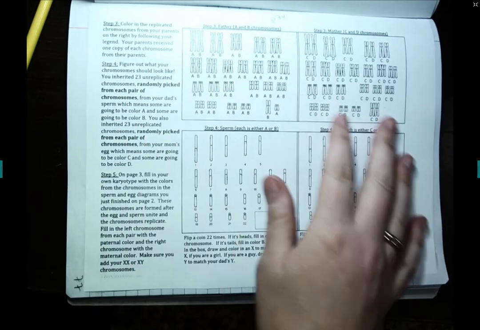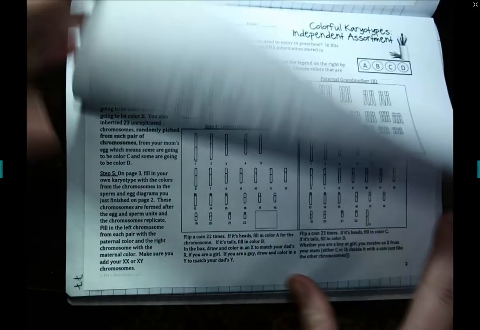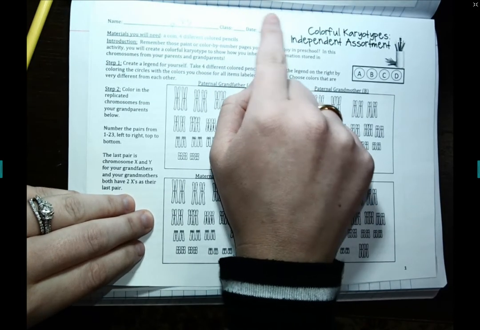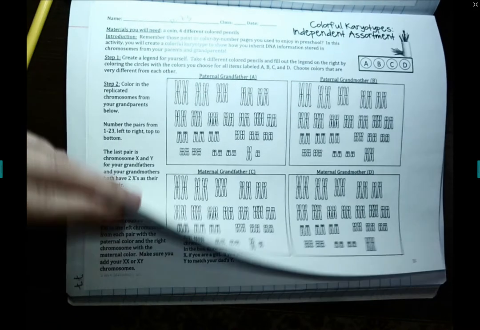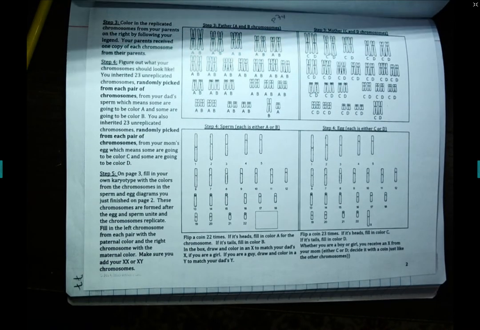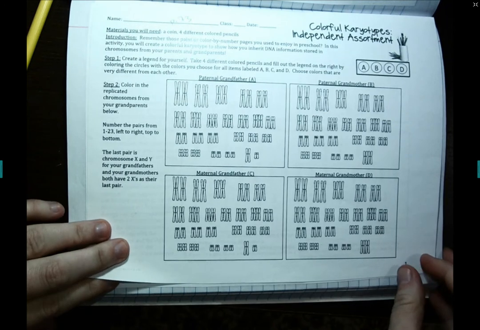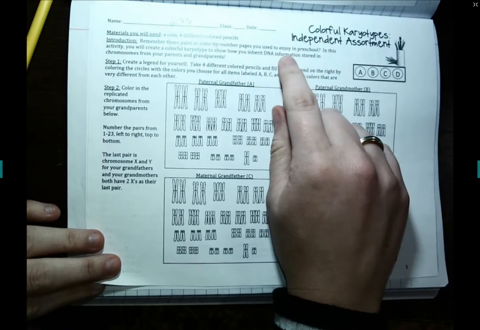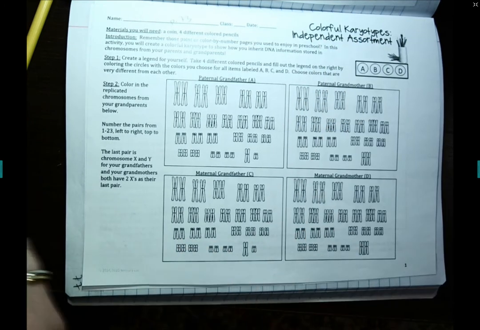So packet page 74, I have glued straight down. And then packet page 73, I just took a piece of tape, taped it up here at the top to make a hinge so that both of these pages are together on the same notebook page. Okay, so that's all we're going to do in today's video is packet pages 73 and 74, which is going to be basically part one of our colorful karyotypes assignment.